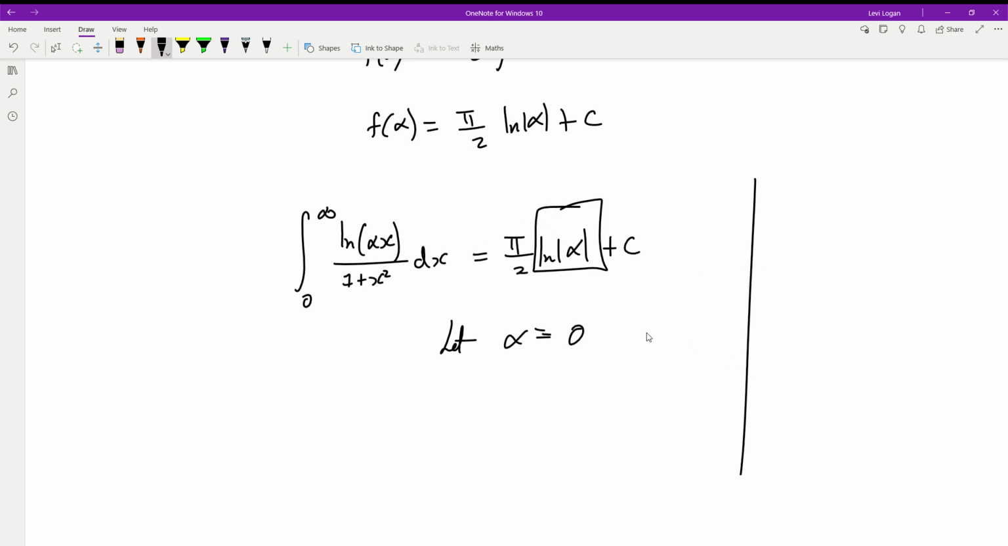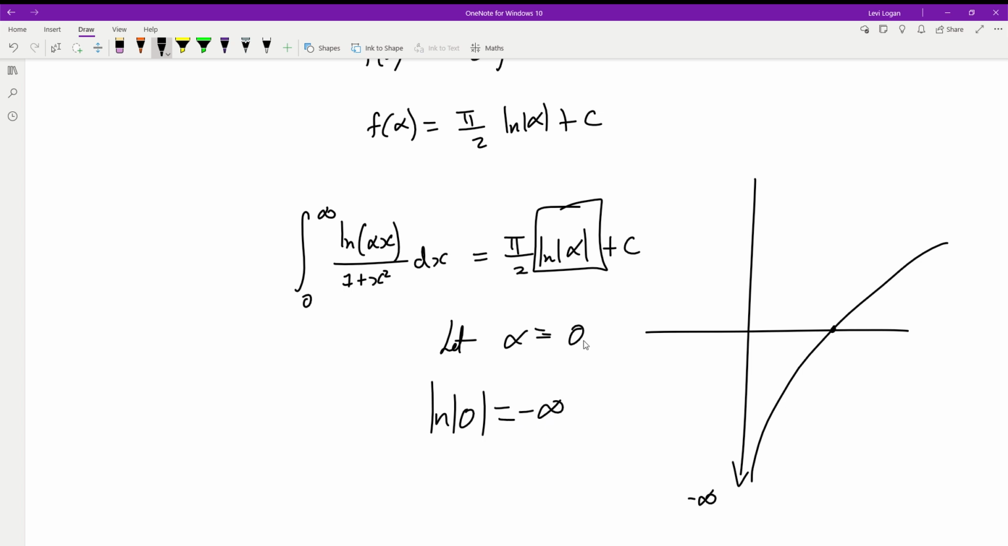But if we look at the log curve like this, as you go closer and closer to 0, you get negative infinity here. So if you look at this curve here, as you get closer and closer, you approach negative infinity. So if you put alpha of 0 in a natural log, you can say it's negative infinity or undefined, but we can say it's negative infinity. Here we're also going to have a negative infinity as well.